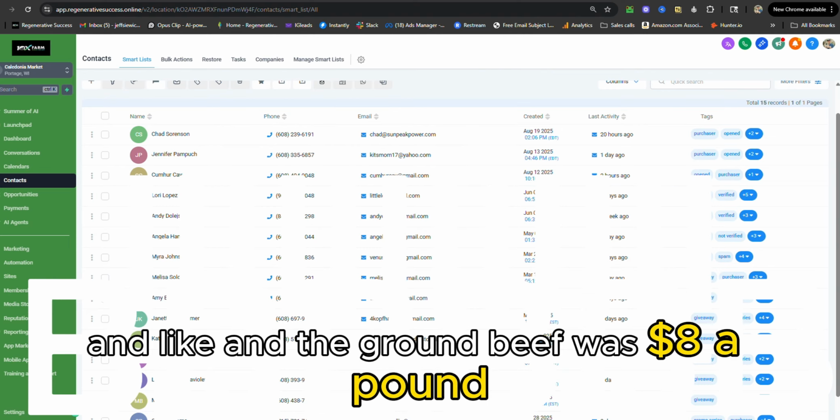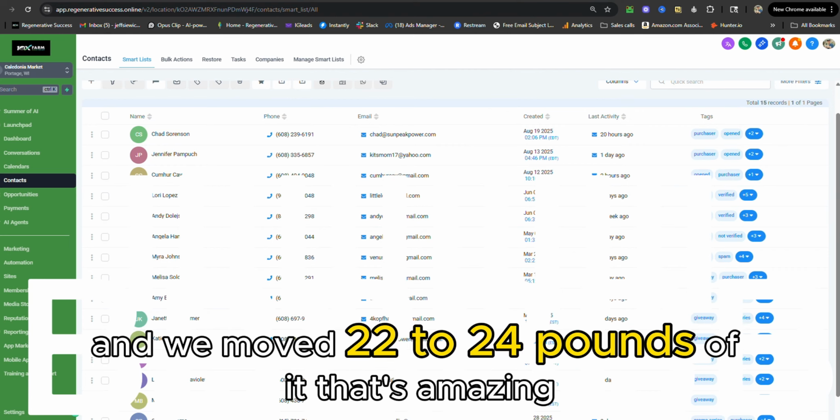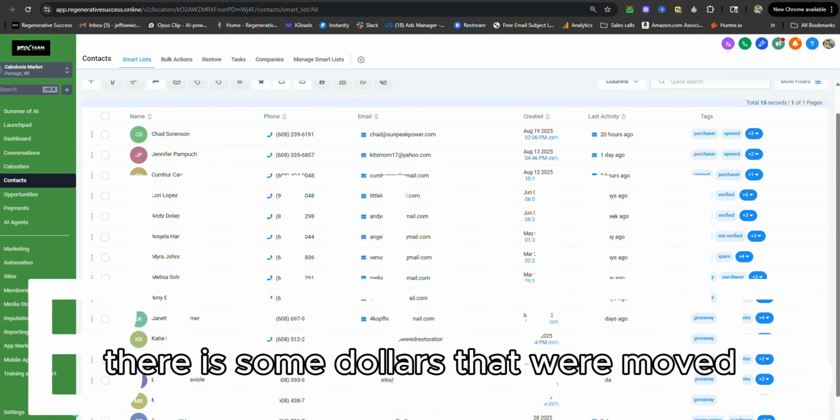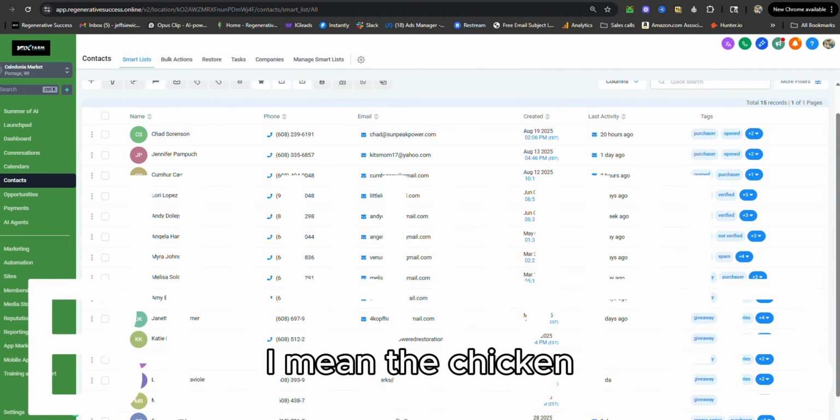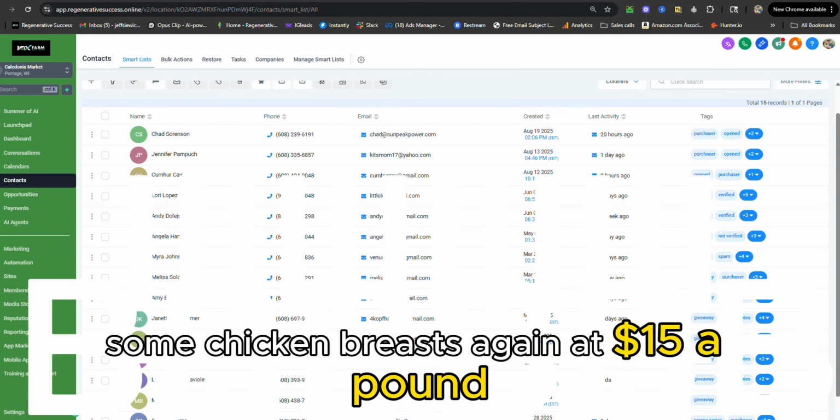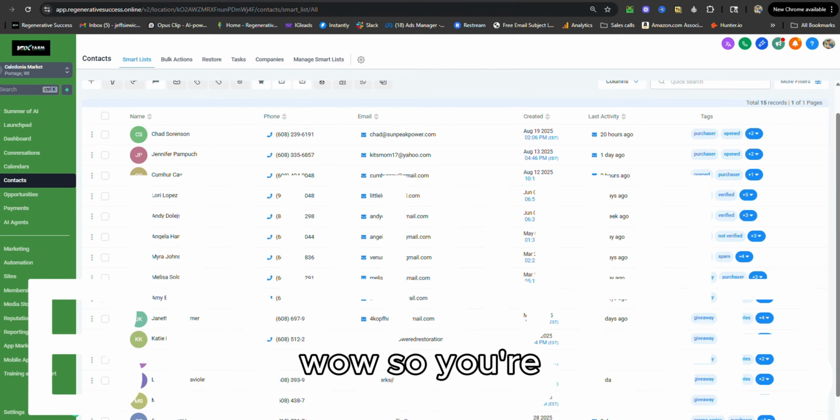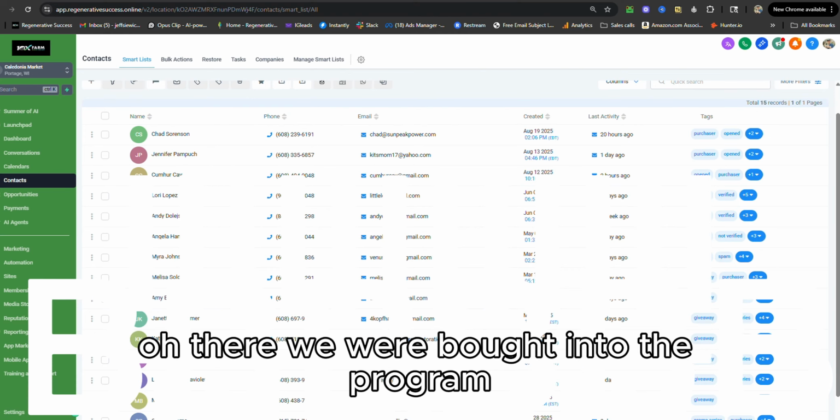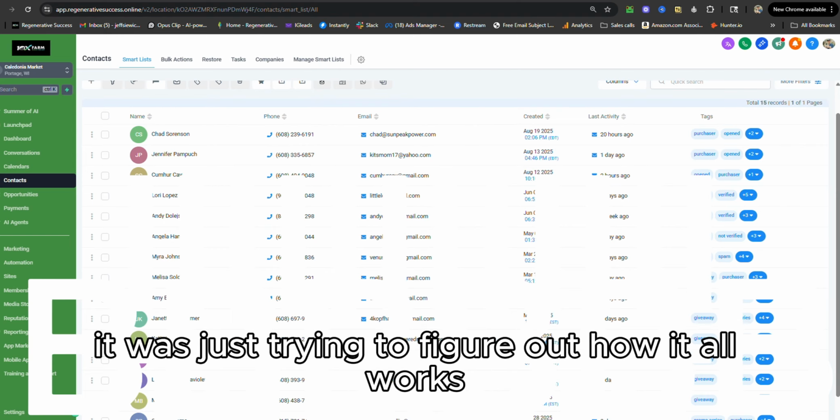And the ground beef was $8 a pound, and we moved 22 to 24 pounds of it. That's amazing. So there are some dollars that were moved. It was cool. The chicken, I think we sold 20-some chicken breasts, again at $15 a pound. Wow. So you see the potential with maybe $14 a pound. Oh, we were bought into the program. It was just trying to figure out how it all works.